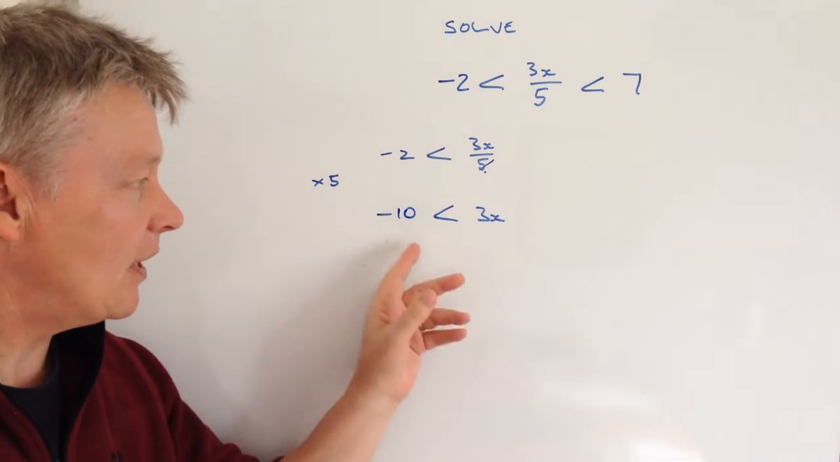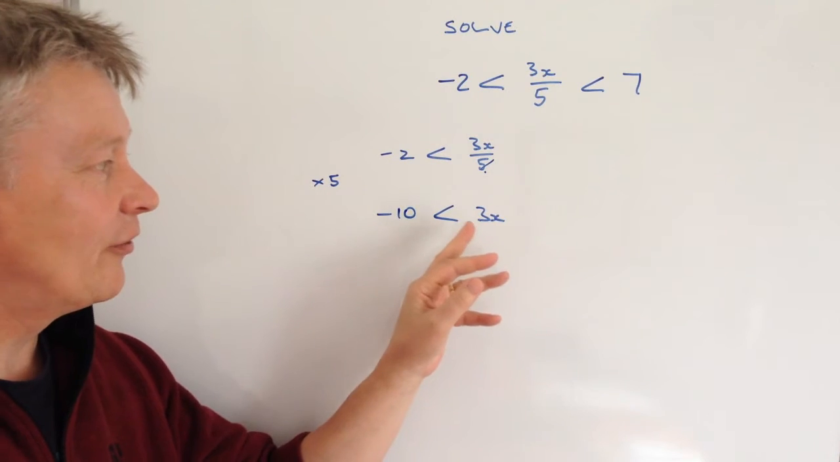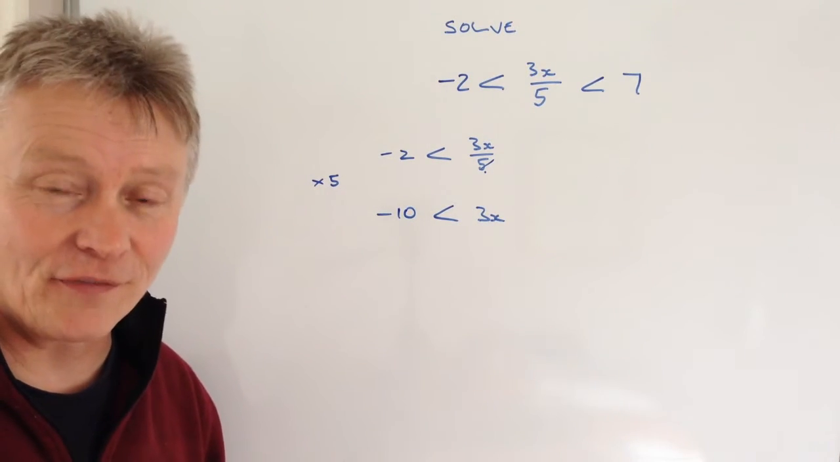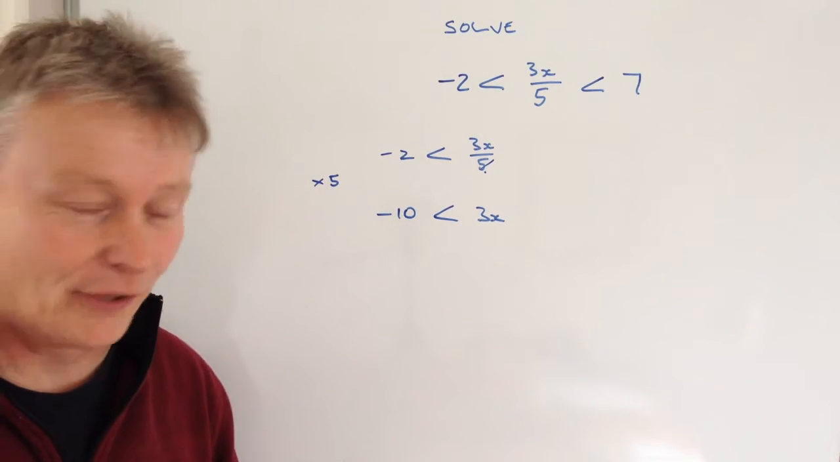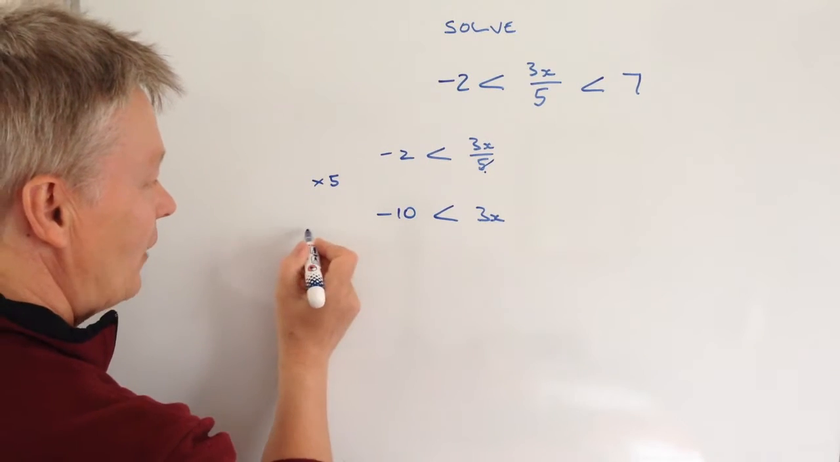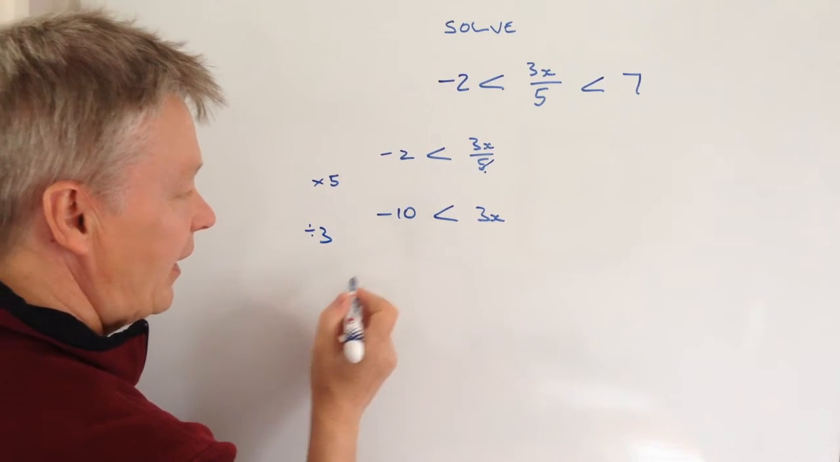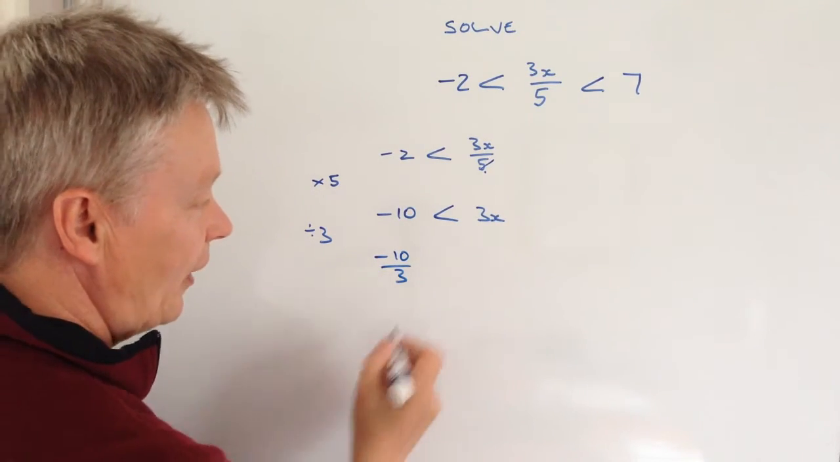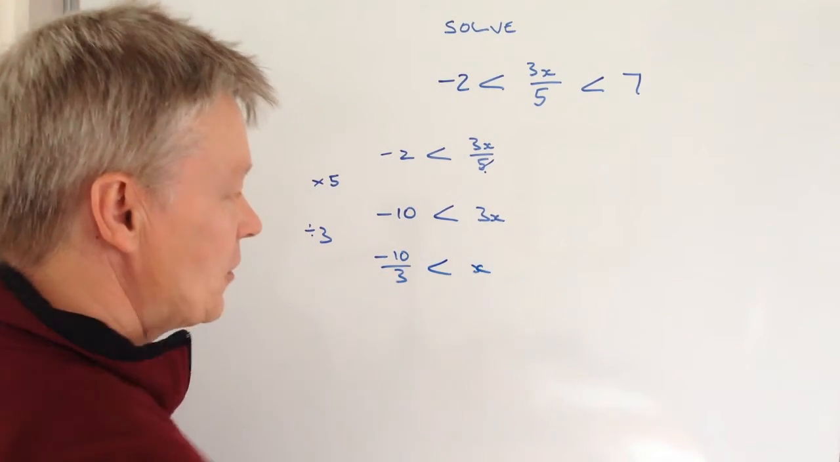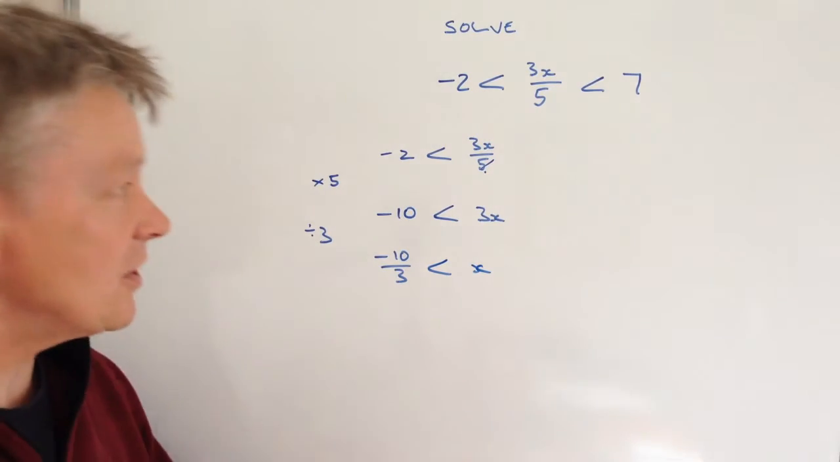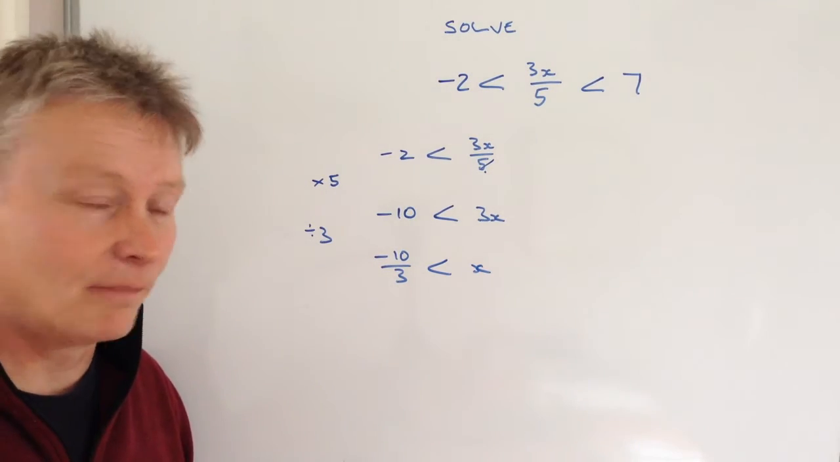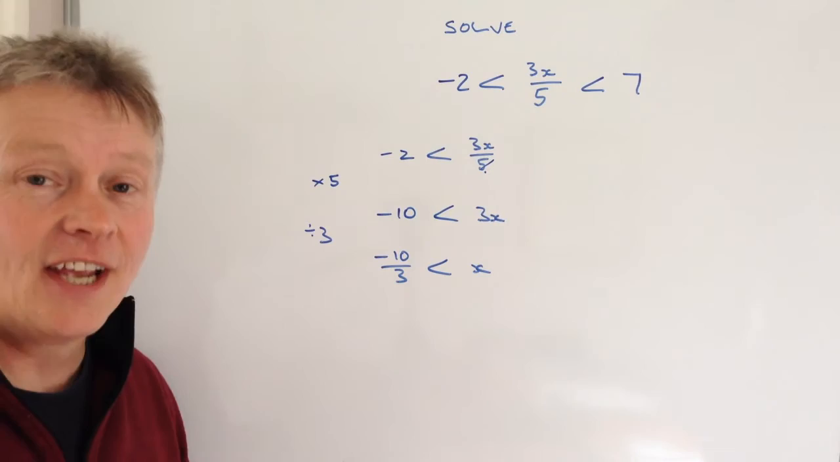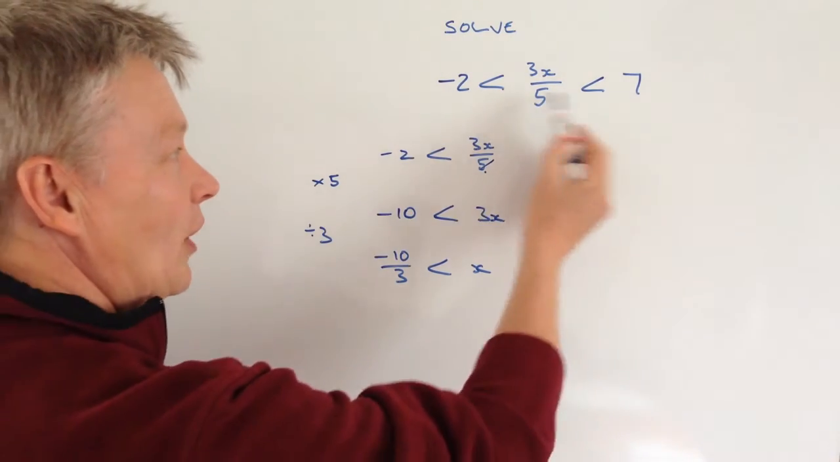Okay, so I've got minus 10 is less than 3x, 3 values of x. I need to get one value of x. So what I'm going to do is divide both sides through by 3. If I do that, on the left hand side I get minus 10 over 3, and on the right hand side I just get x on its own, which is exactly right for what I'm looking for. Excellent. So now what I need to do is do exactly the same on the right hand side.